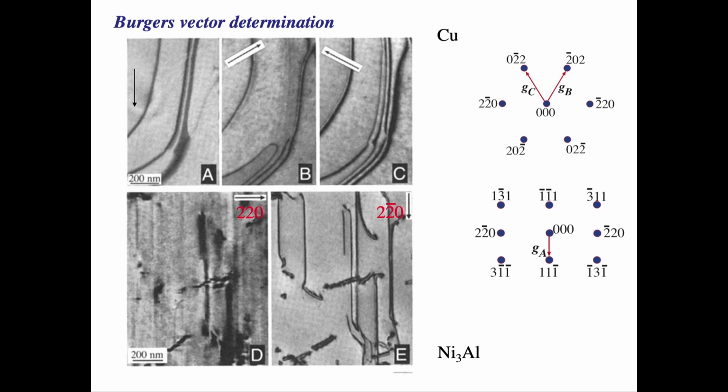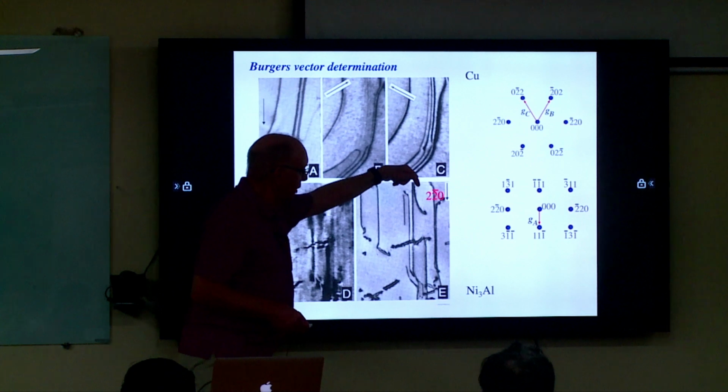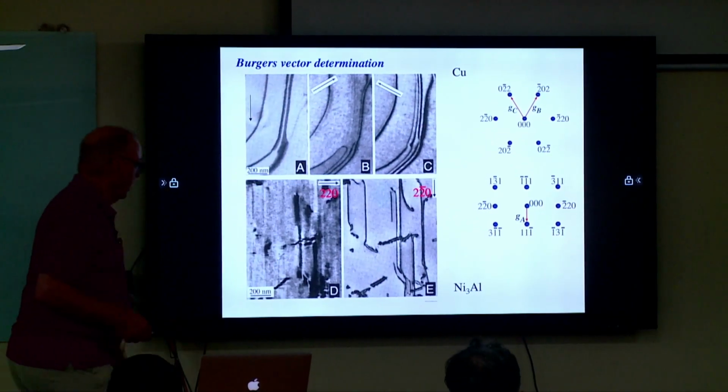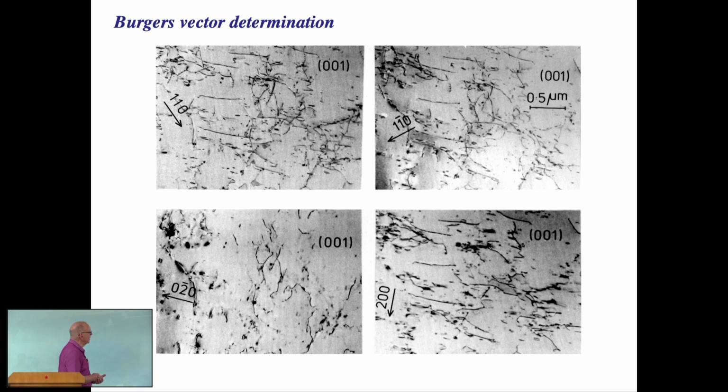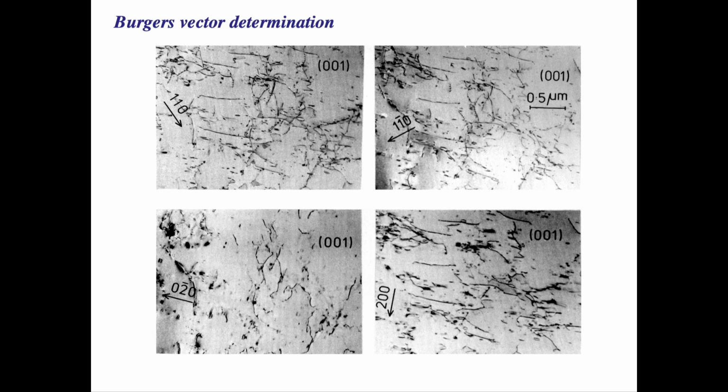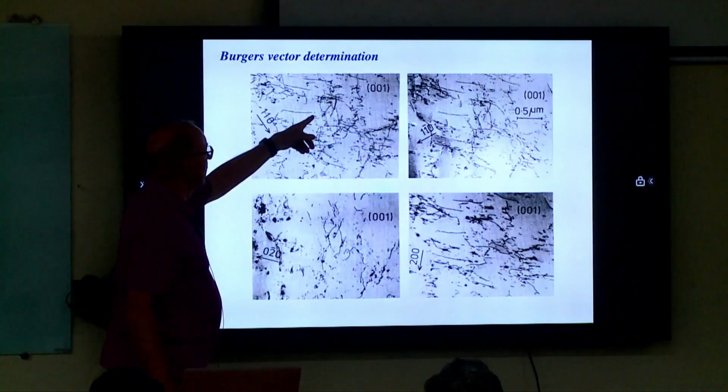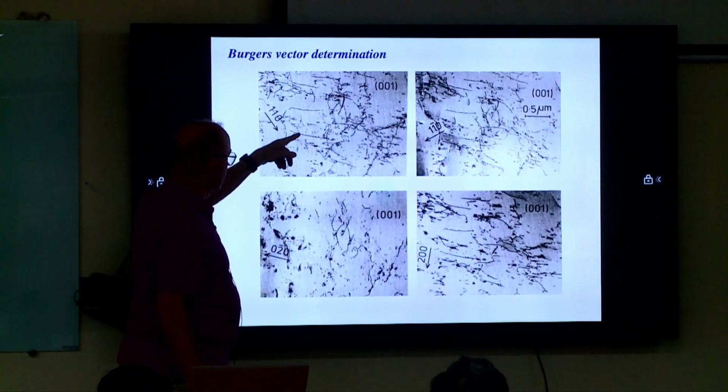Here we have a 2 2 0 g vector here and a 2 bar 2 0 vector there. So let's now just have a look at Burgers vector determination. And what we have here are, we're going to concentrate on these defects here.